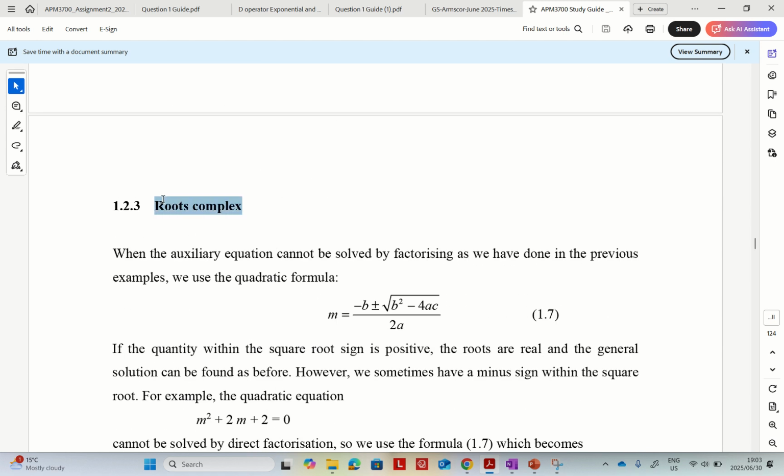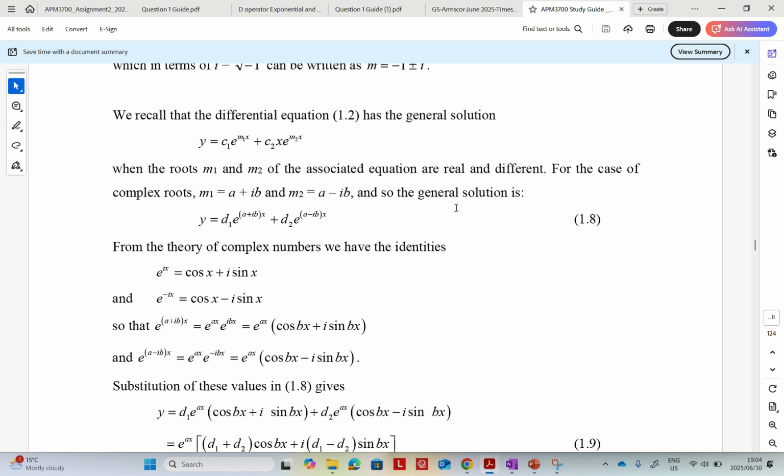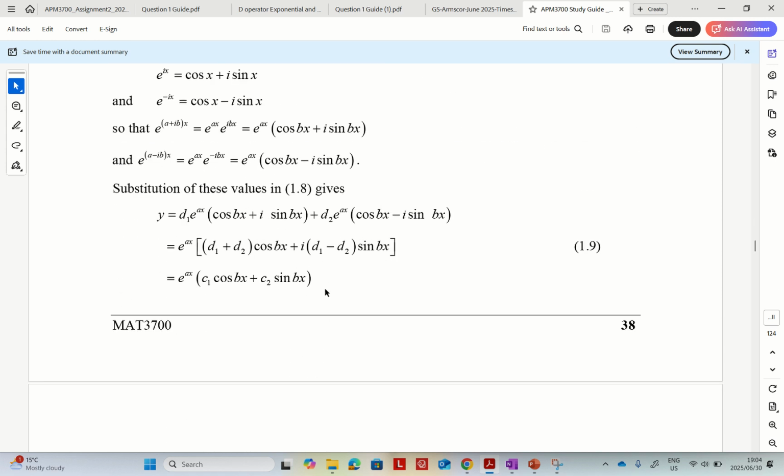Here, it says root complex. Whenever you use quadratic equation, you see they used quadratic equation. Whenever you use quadratic equation, just know that it's a complex root. And then with a complex root, you have to use this formula. You see this formula? For your YCF, you need to use this formula.